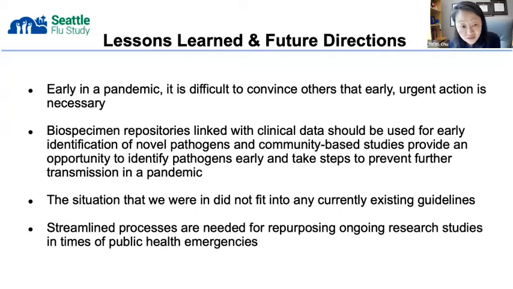And I really think that for the future, if we want to be responsible and ethical researchers during a pandemic, we need better processes in place to allow us to repurpose, to be able to do things with the samples that we have and the data that we have during public health emergencies that could help the public health response. And I think that is it. I'm happy to take any questions.